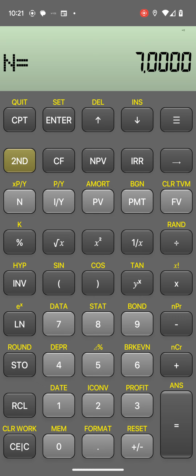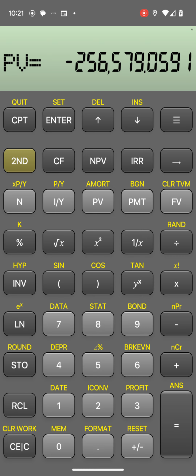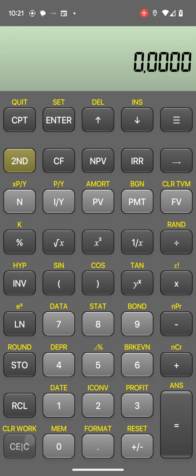Let's verify our inputs. Recall N. 7 years, interest, 10%. Recall present value, none. That's what we're calculating. Recall the payment, none. Recall the future value, $500,000. We're going to compute the present value. Compute present value, $256,579. Okay, on to the next problem. Second, clear time value of money.